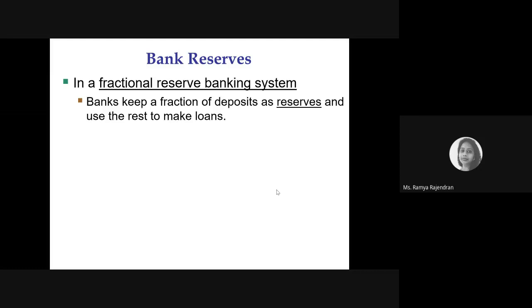Okay, so throughout the globe right now, banks have a fractional reserve banking system, which means they're not supposed to hold all the deposits they have as a reserve. They're supposed to lend it as loans when people ask for it, but they should not be lending everything they have. They should keep a fraction of deposits as reserves and use the rest to provide loans.